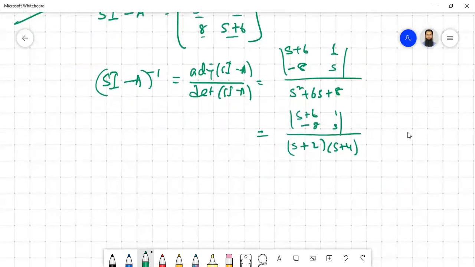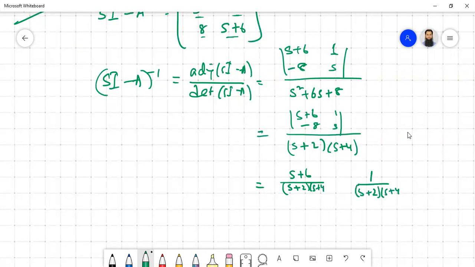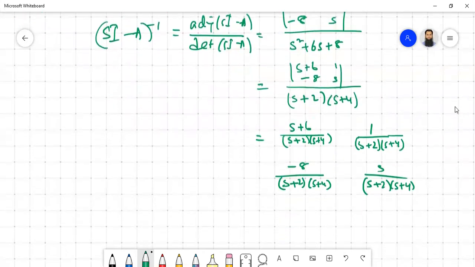So we can write this as (s plus 6) divided by (s plus 2)(s plus 4), and 1 by (s plus 2)(s plus 4), then minus 8 by (s plus 2)(s plus 4), then s by (s plus 2)(s plus 4). Okay, so this is your inverse matrix.